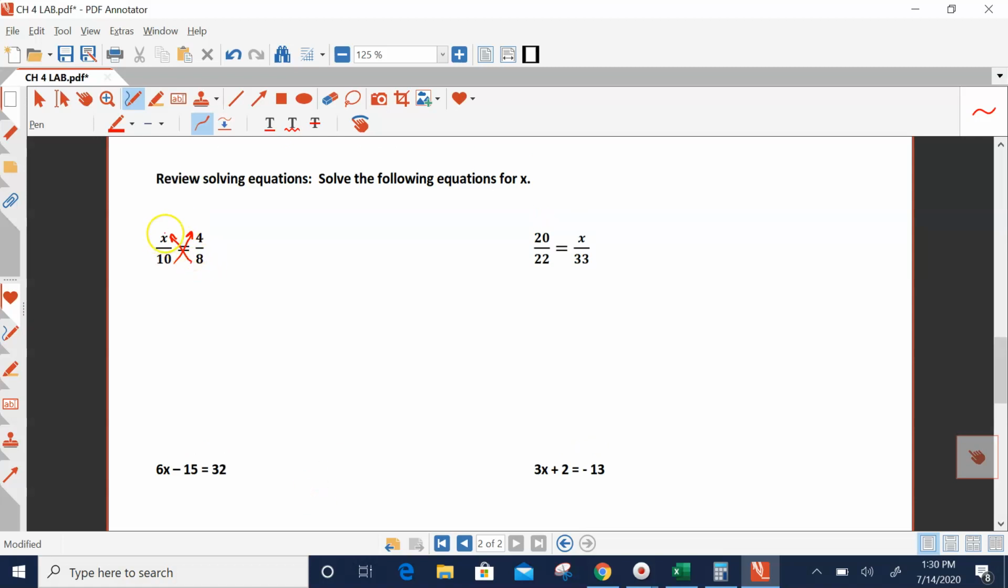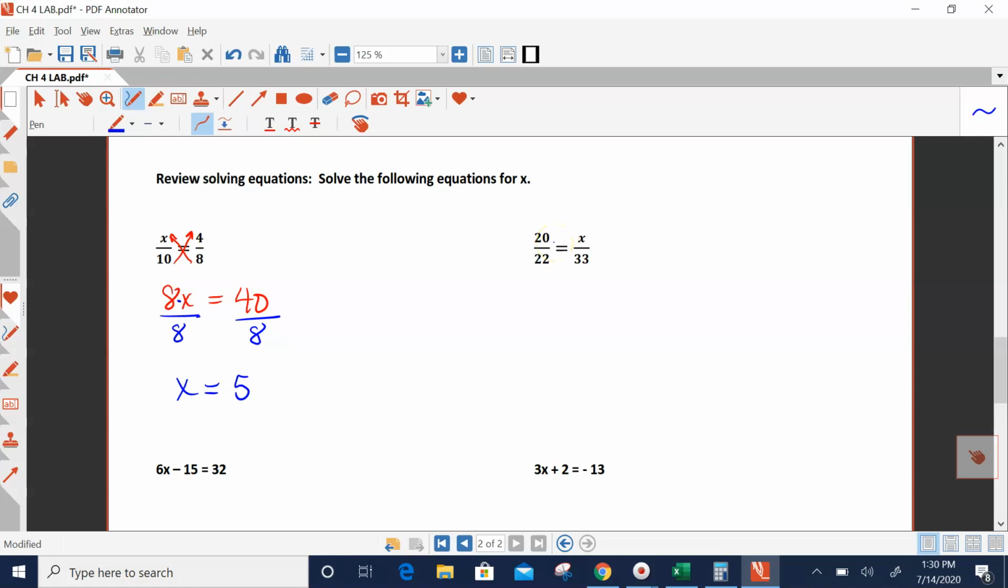So I'll have an 8 times an x, which gives me an 8x, and a 10 times a 4, which gives me a 40. So I have 8x equal to 40, and I'm trying to solve the equation for x. To get rid of the 8 in front of it, the opposite of multiplying by 8 would be dividing by 8. I have to divide both sides by 8. So we get x equal to 40 divided by 8, which would be 5. So we've solved that equation for x.